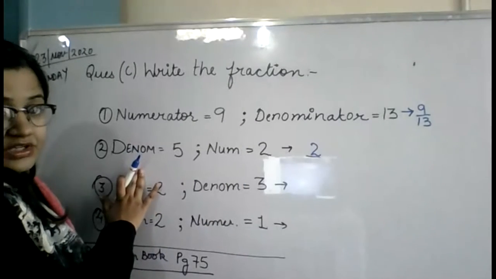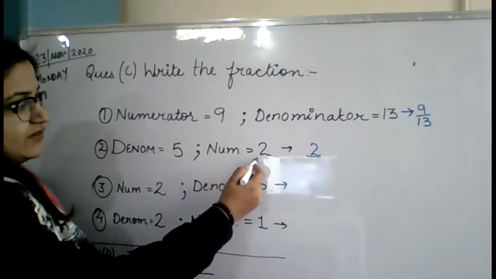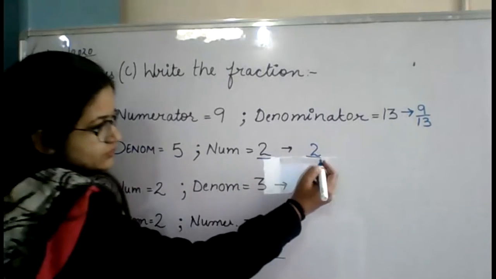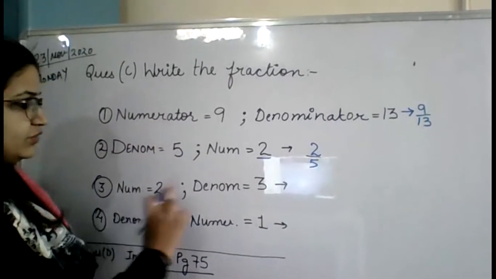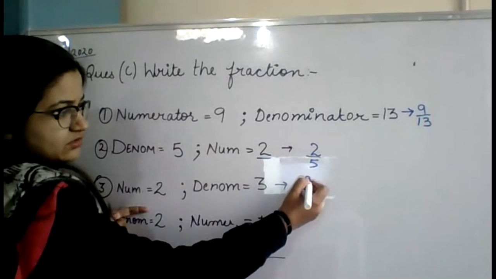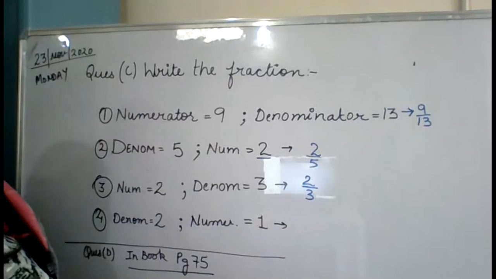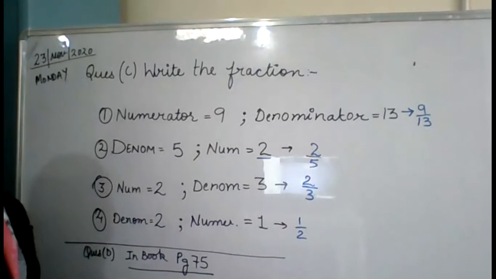I have not written the numerator first. In your book, the numerator is given first, but it will come up, and the denominator is 5, so it will come down. So don't get confused here. Numerator 2 and denominator 3, that means 2 upon 3. Numerator 1 and denominator 2, so 1 upon 2.